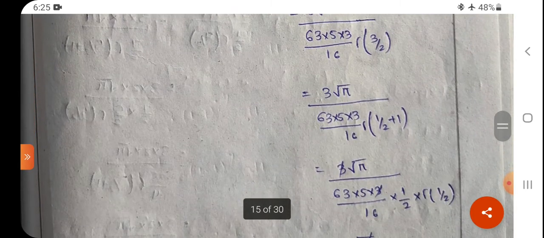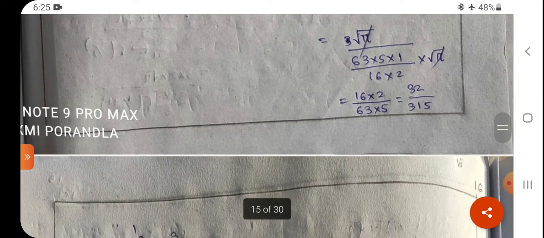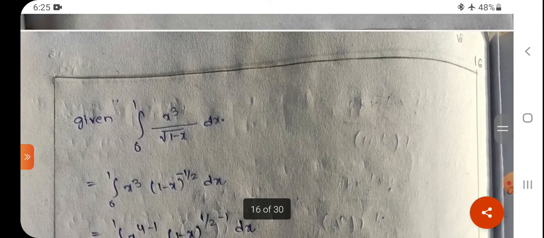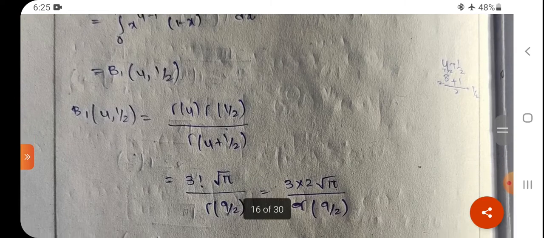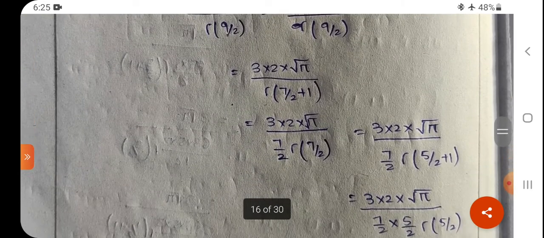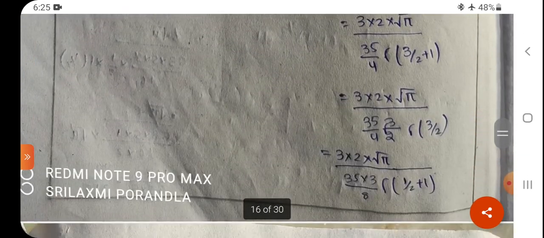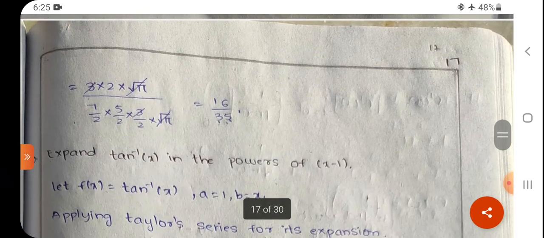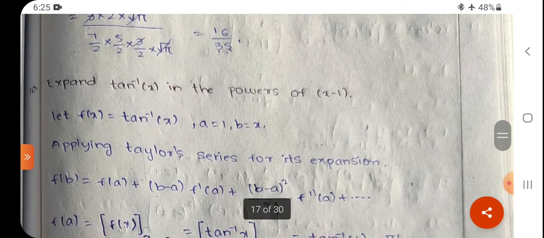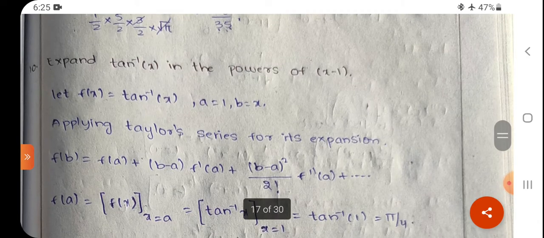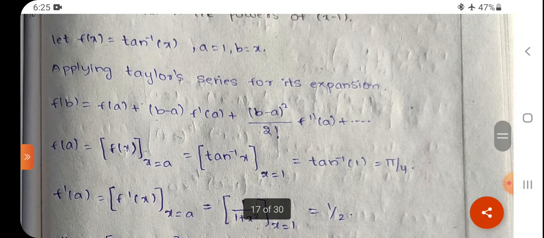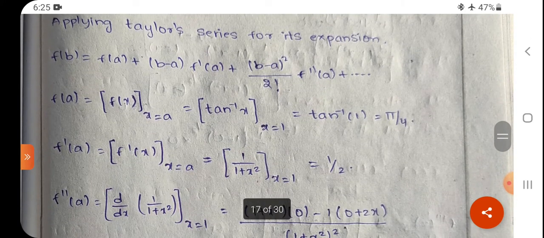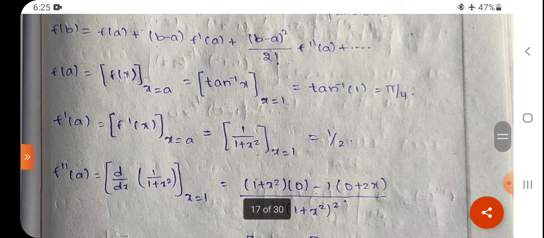Just you do the simplification, only the simplification is required. The next is like this. If it is necessary, then you make the simplification of beta. Otherwise, no need of making the simplification, you can leave as it is. Tan inverse of x, you are expanding in powers of x minus 1. So point is given, you are using Taylor series. So minimum you need to calculate two derivative values for the given function.